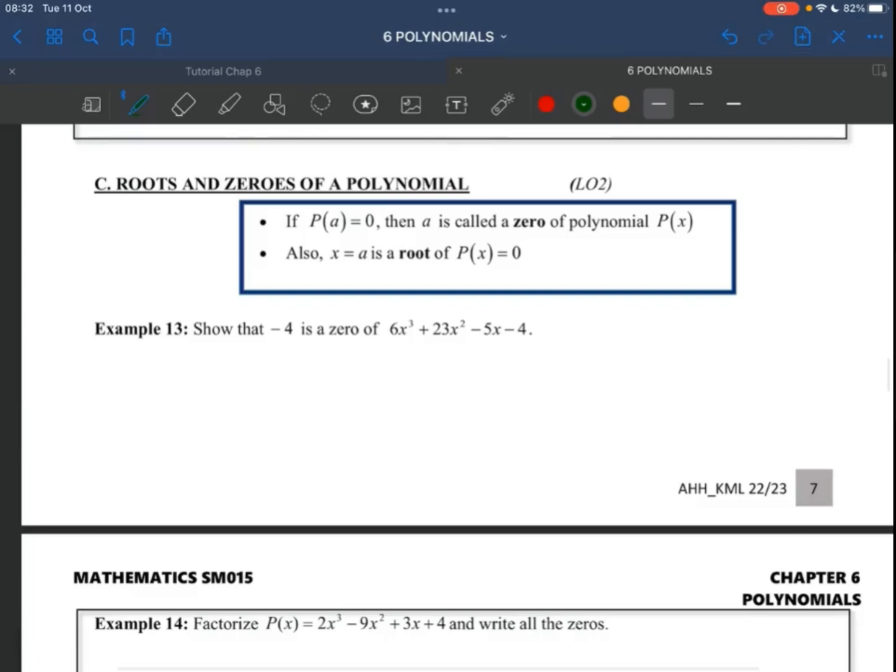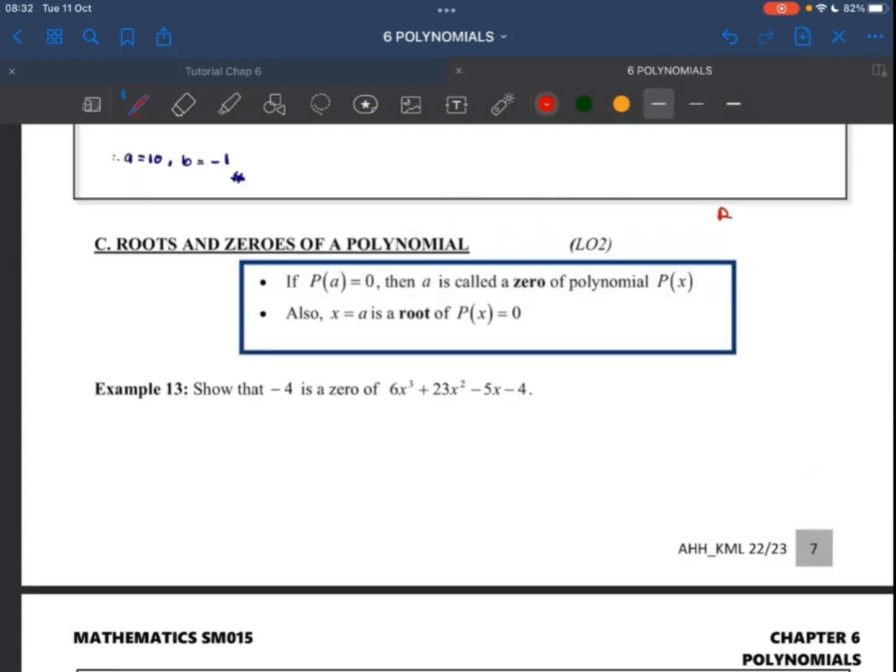Okay, so next is settle remainder theorem, factor theorem. So, recap lagi sekali kita punya remainder theorem. PA is equals to RA.